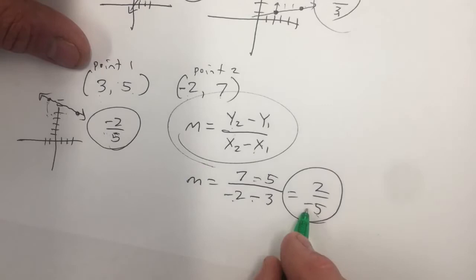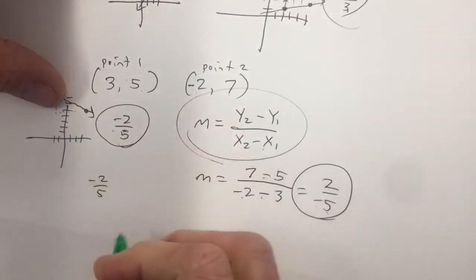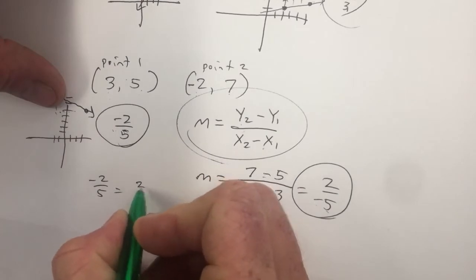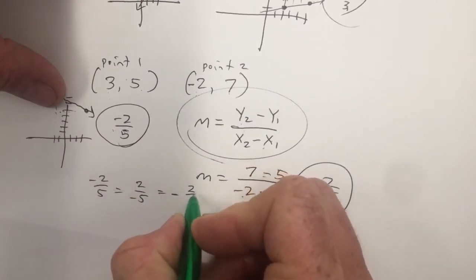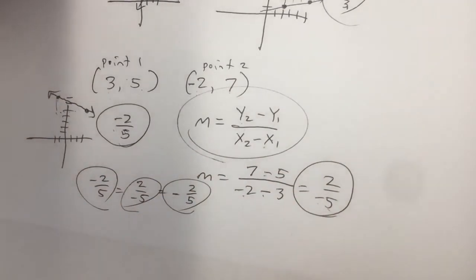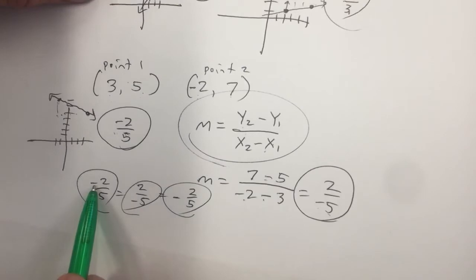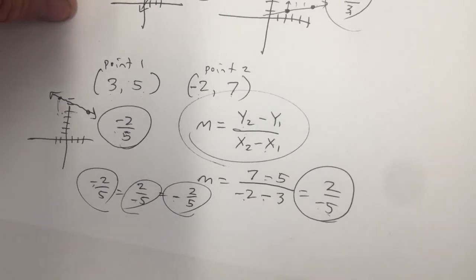Now see how my negative is in the bottom? That doesn't matter. -2 over 5 is the same as 2 over -5, which is the same as negative out front, 2 over 5. All 3 of these are the same thing. There's no difference. The negative could be at the top, it could be at the bottom, or it could just be out front. All those are the same. But this is how you find slope.